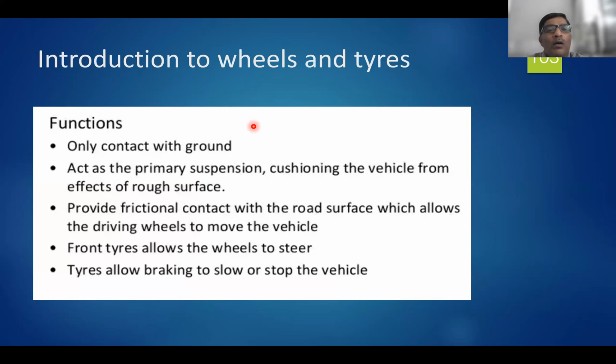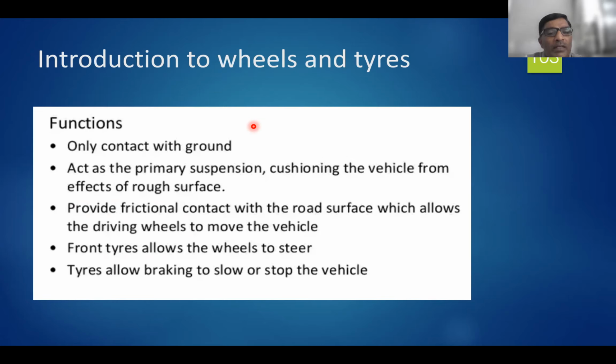Then the last bit from this transmission system, that is related to the wheels and the tires. So introduction to wheels and the tires. So already we know wheels and the tires. So generally wheel consisting of rim plus tire assembly. That whole assembly, that we are going to call it as a wheel. So what is the function of wheels and the tires? So contact with the ground.